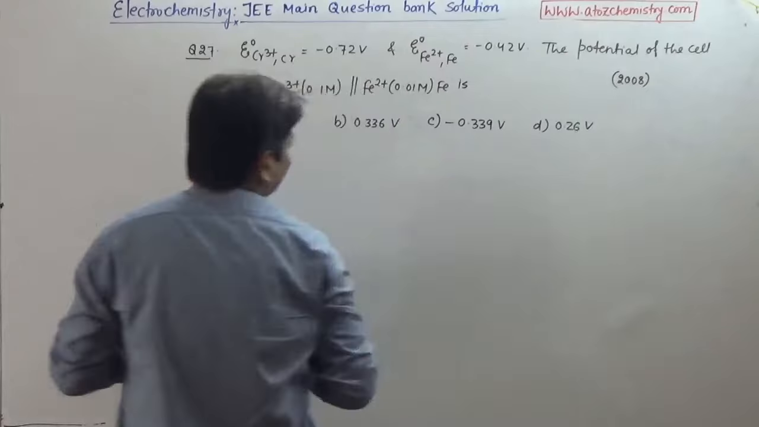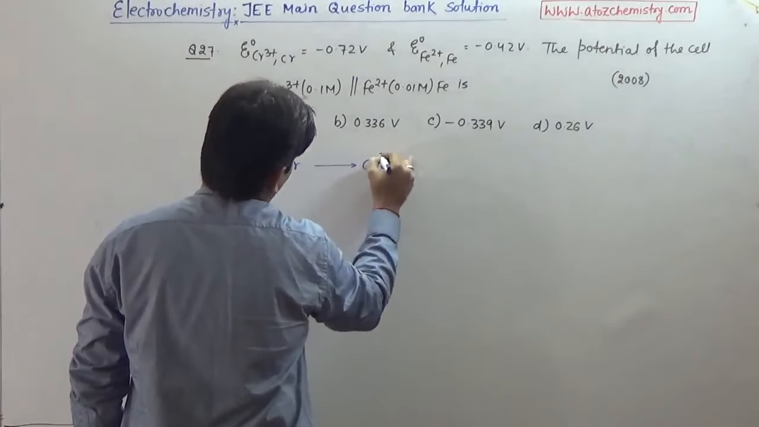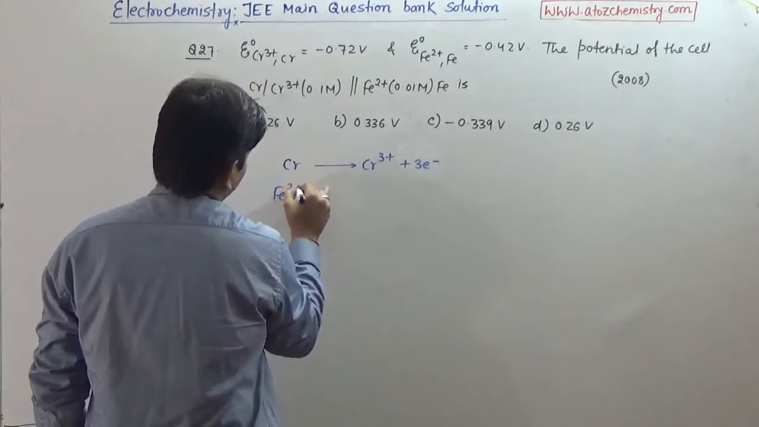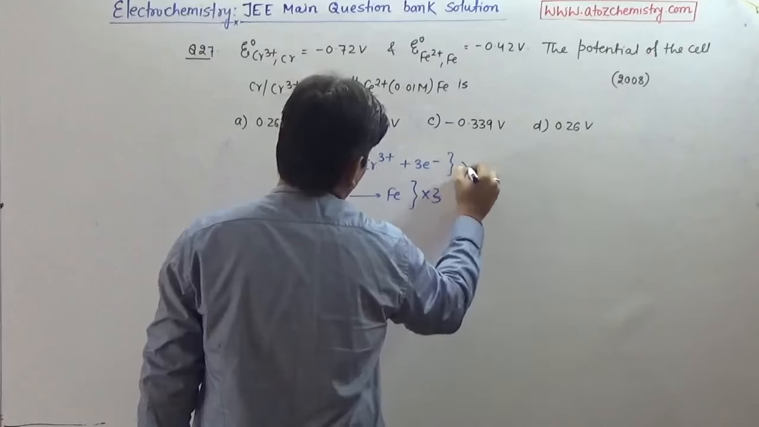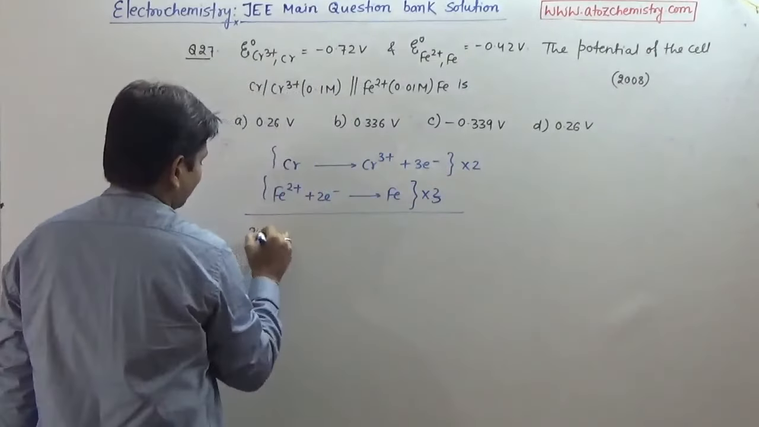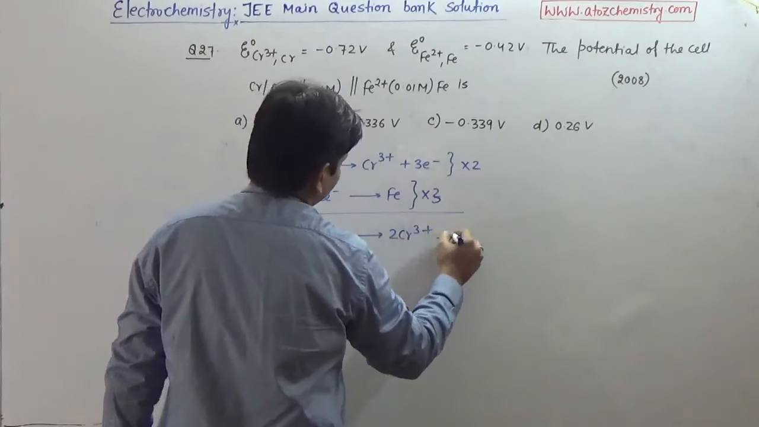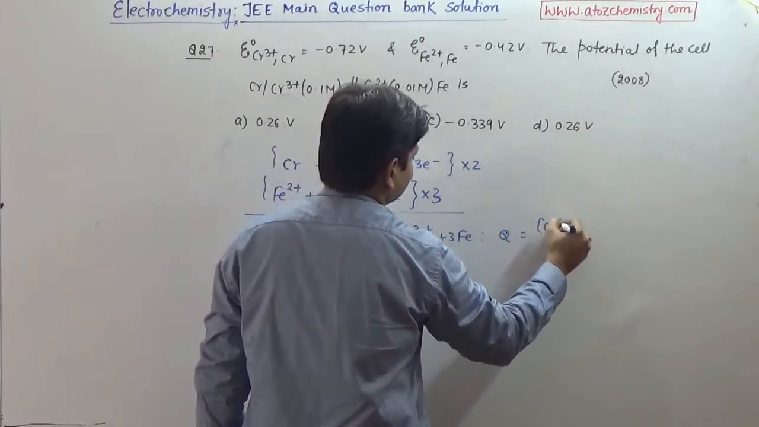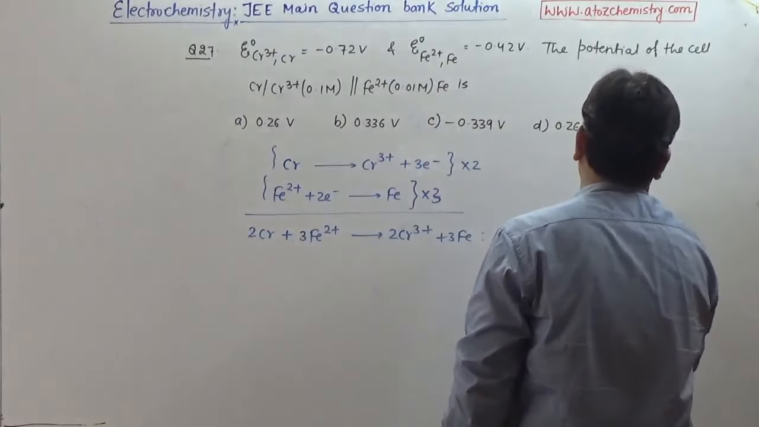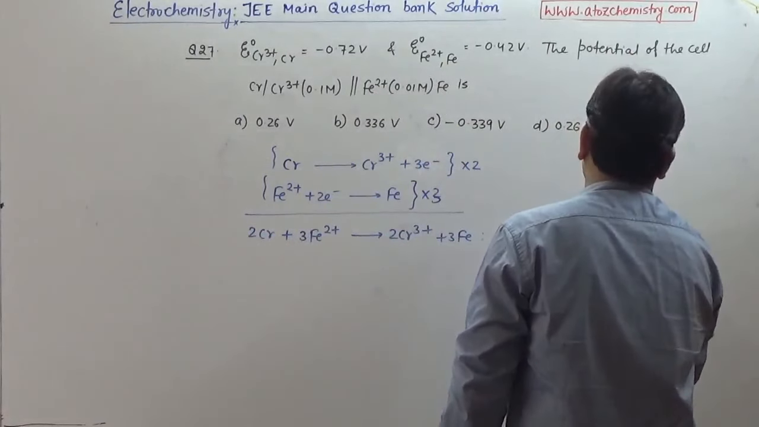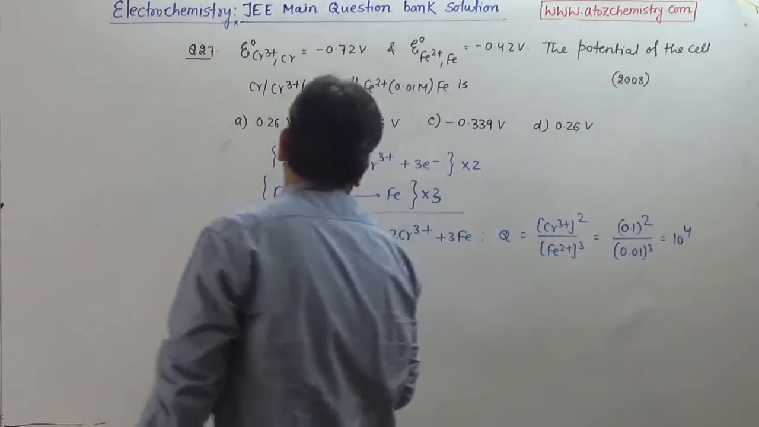We have to calculate EMF of the cell at this condition. So first we have to write the cell reaction. Chromium is oxidizing to Cr3+ by losing 3 electrons. Fe2+ is reducing by taking 2 electrons to Fe. To add, we have to multiply by 2 and by 3. You will have 2 Cr plus 3 Fe2+ gives 2 Cr3+ plus 3 Fe. If you look at the Q value, this is Cr3+ squared divided by Fe2+ cubed. Now Cr3+ concentration is given as 0.1 to the power 2 and Fe2+ as 0.01 to the power 3, that is 10 to the power minus 2 divided by 10 to the power minus 6, and that will equal 10 to the power 4. So we have calculated Q.